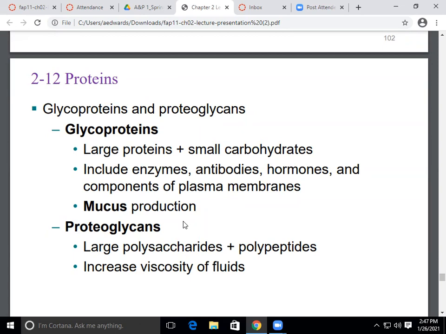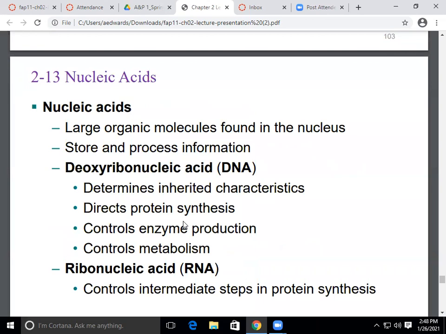Now we also have the proteoglycans. So now glycan is the noun. So it's mostly large polysaccharide, some protein, okay? And these chemicals increase viscosity in fluids. So what's viscosity? You've seen the old oil commercials, they talk about viscosity. Viscosity is thickness, okay? Particularly if you're thinking about your body fluids, like your blood or other fluids in your body, they have to be a certain thickness, and the proteoglycans give them that. All right, so that's proteins.